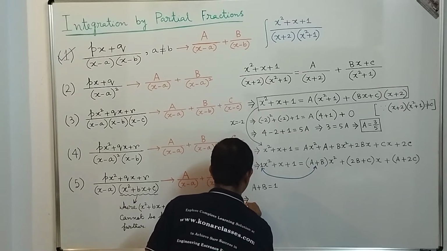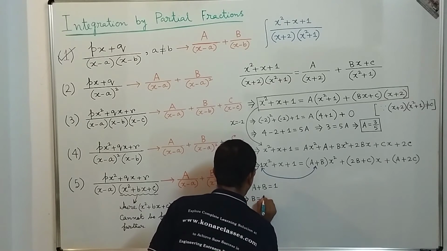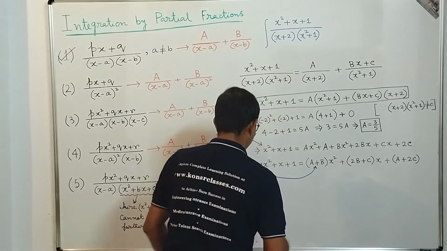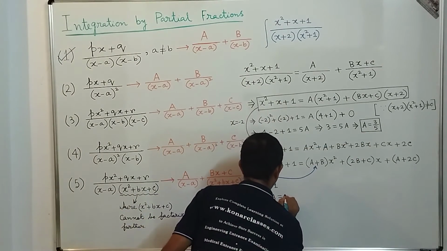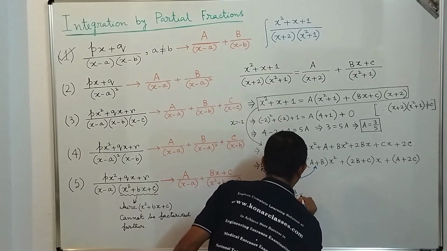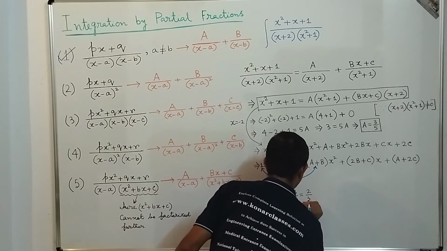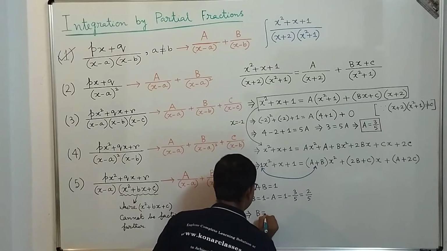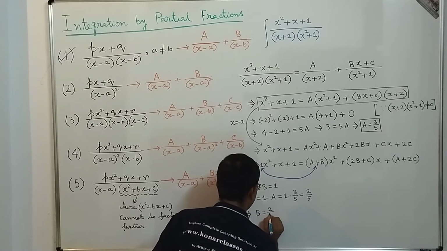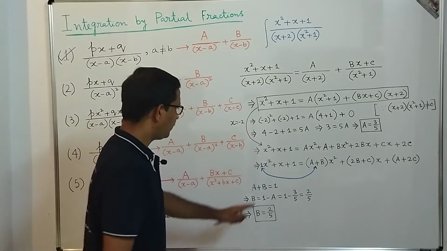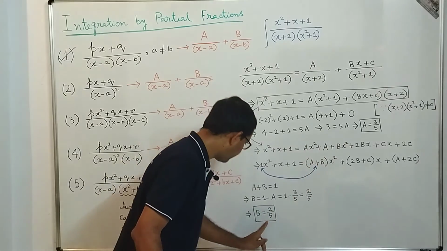So this implies b should be equal to 1 minus a, and what is the value of a? It is 3 by 5. So that is equal to 1 minus 3 by 5. 1 minus 3 by 5 means what, dear students? That is equal to 2 by 5. So from here we get the value of b is equal to 2 by 5. So we found the value of a, we found the value of b.